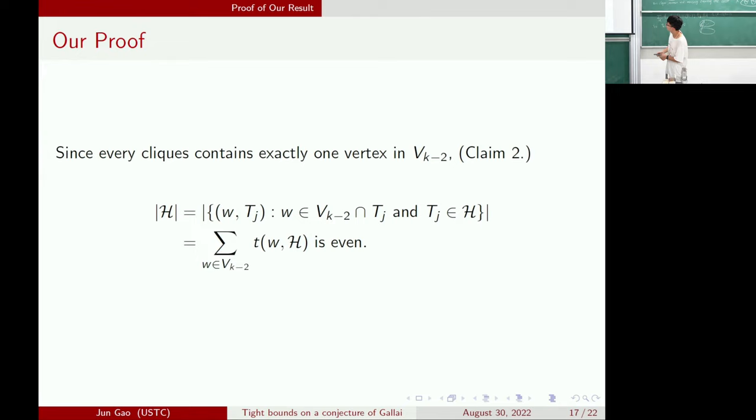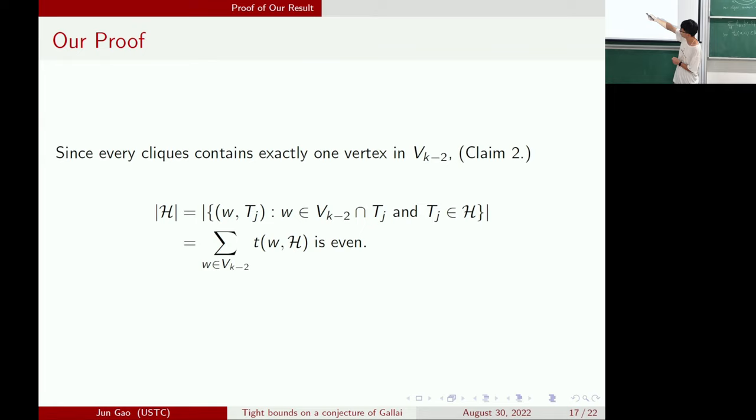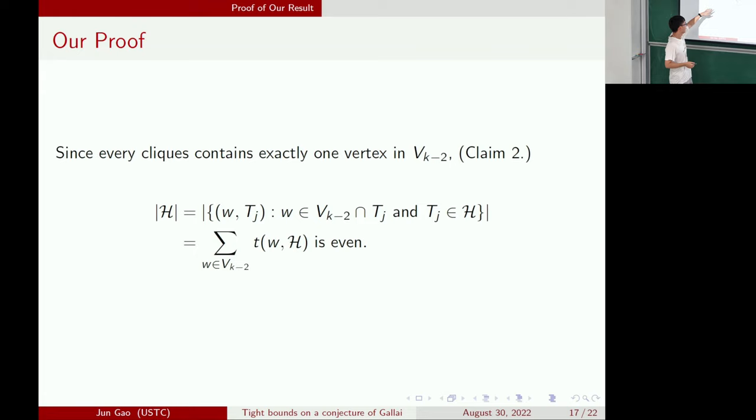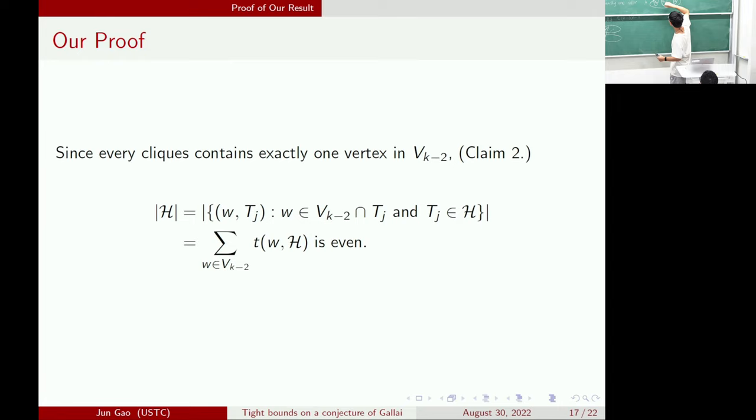And first we will use the vertex A_{k-2}, because we know every clique contains exactly one vertex in V_k with the color k minus 2. This is claim 2. And so we know this pair is equal to the number of cliques in H. And in another way, this is double counting. On the one hand, we consider the number of the cliques, and on the other hand, we consider every vertex and the cliques that contain these vertexes. And we also know for any W belonging to V_{k-2}, this number is even. So the sum is even.